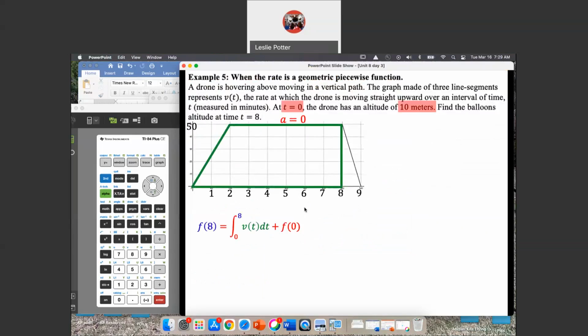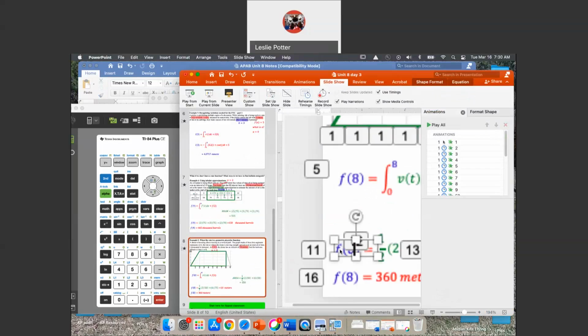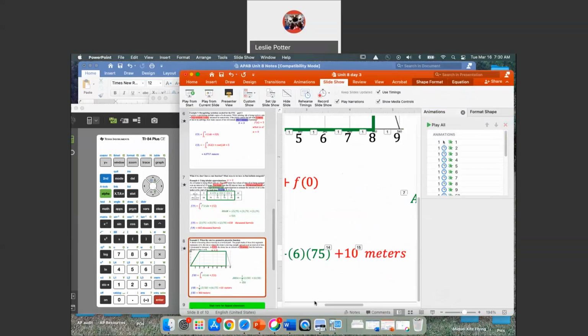Okay, so that's that area. Again, I'm going to leave this as an expression. The integral from 0 to 8 of V of T is represented by the area of this. So that's half times 2 times 50, plus 6 times 50. Doggone it, I've got a lot of mistakes on this one screen. So sorry. That should be 50. We'll get through this screen.